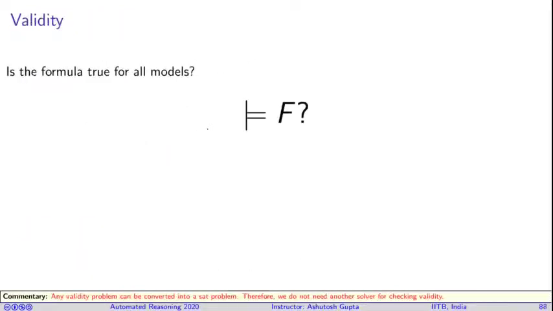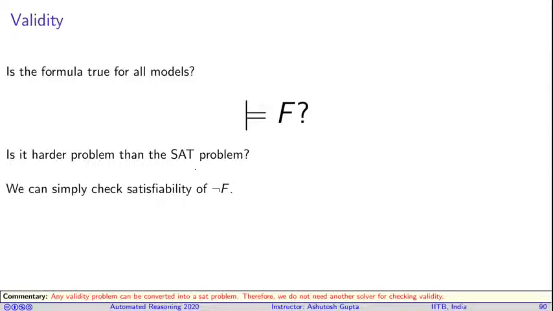Let's look at the validity problem first. So what is a validity problem? Basically, if I give you a formula, you want to check whether the formula is valid or not. I have already hinted in previous sections that we can easily translate this problem into a SAT problem, and therefore it's as hard as a SAT problem. What you can do is simply check satisfiability of not f, and if this formula is unsat, that implies f is valid. Otherwise, SAT means not valid.